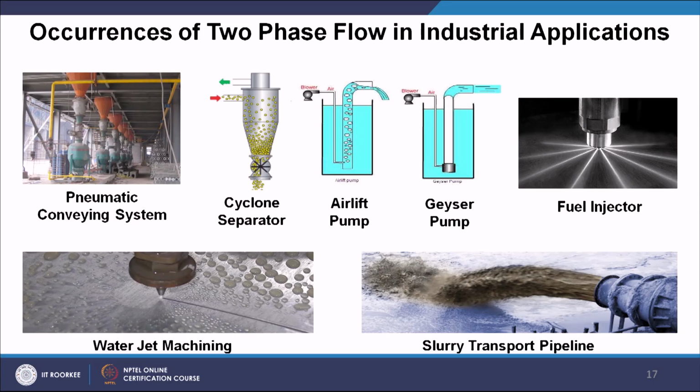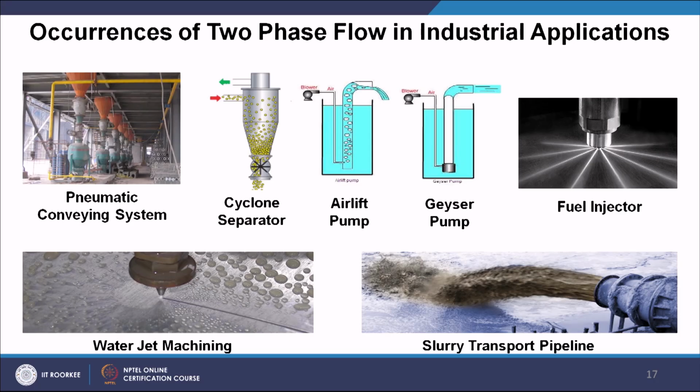Airlift pump and geyser pump, these are applied for pumping some liquid using gas. So here using bubbles we pump the liquid, and here using a Taylor bubble or slug bubble we pump the liquid from a lower position to a higher position. So these are typical examples of gas liquid two-phase flow. In our car we can see a fuel injector, definitely that is atomizing the liquid fuel into droplets. So a typical example of gas liquid two-phase flow. In machining, water jet machining, you can find a fast moving water jet over here, which is actually cutting the metallic sheet. So this is once again a typical example of gas liquid two-phase flow.